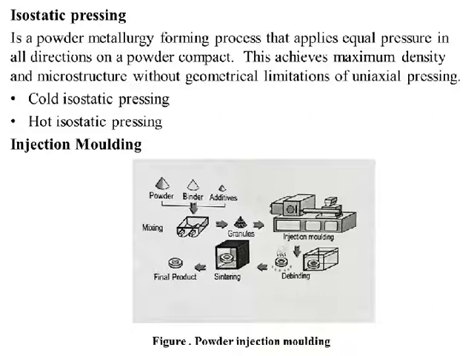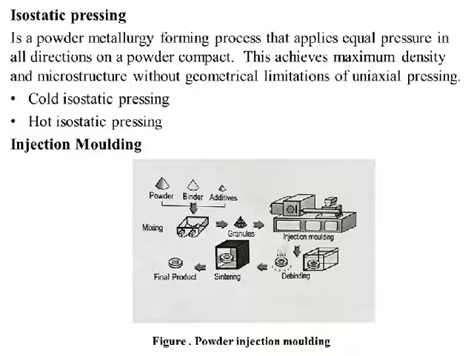The main advantage of isostatic pressing is that it achieves maximum density and microstructure without the geometrical limitations of uniaxial pressing. So what happens in the case of uniaxial pressing? As we know, in uniaxial pressing, we have only a die and a punch. The pressure will be applied only in one direction, which poses some limitations. That means the compacted green powder metallurgy component will have lesser density at the bottom, and the density of the powder compacted will be more at the top. This disadvantage can be overcome by using isostatic pressing, which helps us achieve maximum density and microstructure.